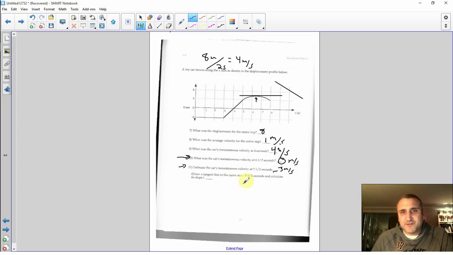Finally, the tangent line at 7.5, calculate a slope, and that's kind of what we did. So I hope you got about negative 3 meters per second. It's close. It's not definite, but I think that we're in the ballpark for what we're looking for here.